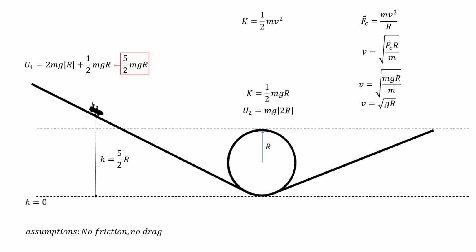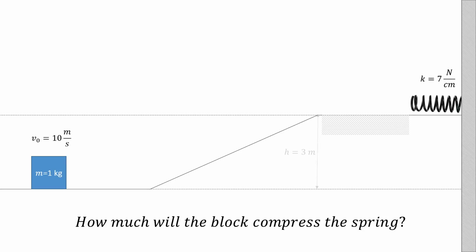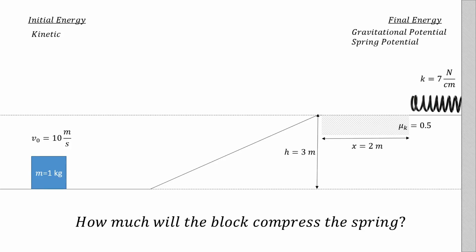As a final example, consider a block moving with some initial velocity. It approaches a hill, a patch of friction, and a spring. When the block ultimately reaches the spring, how much will it be compressed? We can choose some values for all of these variables, and then examine the energy of our system. We note that our block initially begins with entirely kinetic energy, and when it fully compresses the spring, it will have entirely potential energy, which will be split between gravitational and spring potential energy.